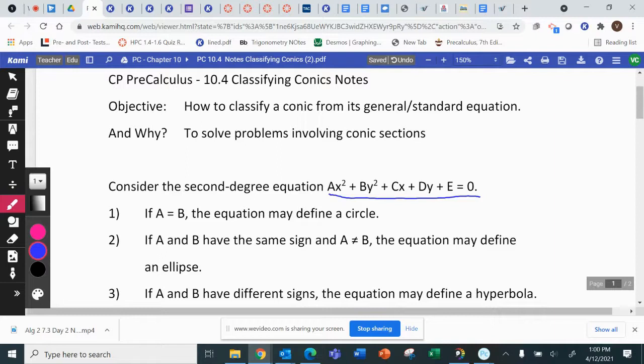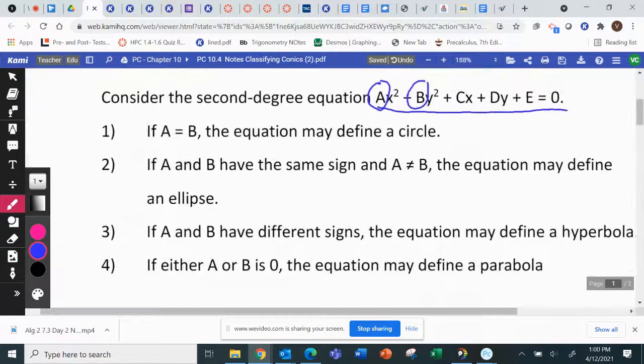If it is in this form, the ax squared plus by squared plus cx plus dy plus e equals 0, sorry, I can't read it. If it's in this form, it's all multiplied out, prior to us doing complete the square, then you're going to look at just the a and the b values. The a is in front of x squared and the b is in front of y squared. You're going to look at those values, and if a equals b, then it may define a circle.